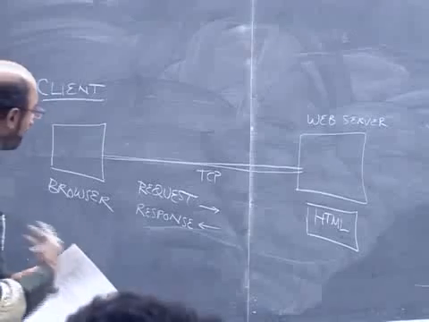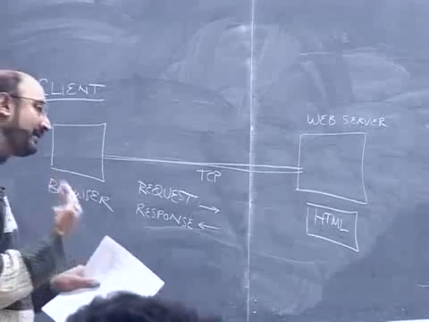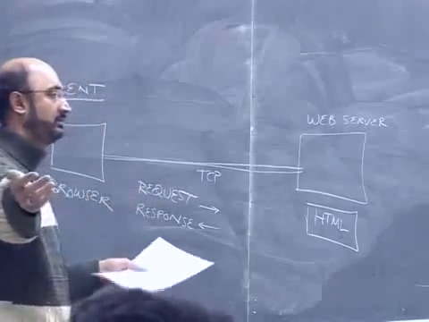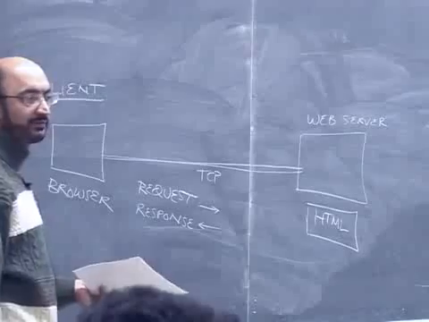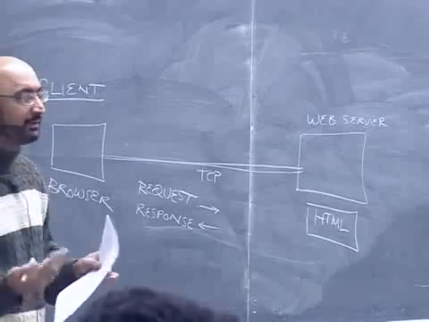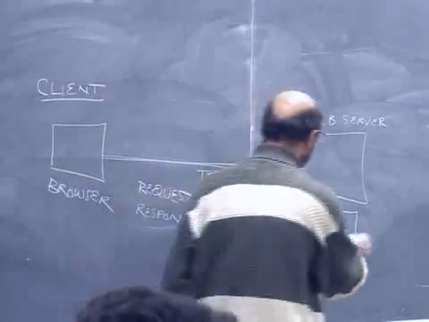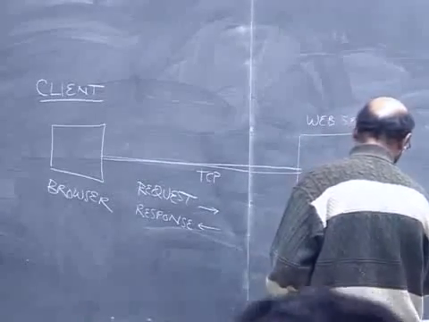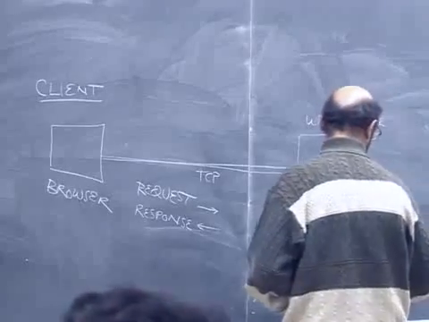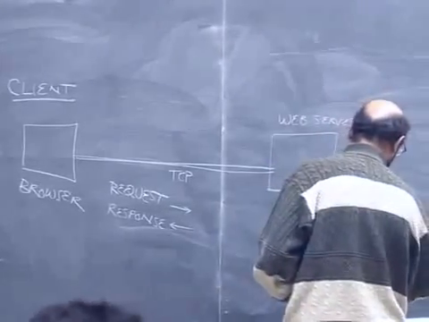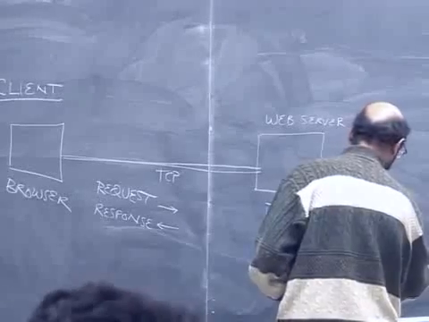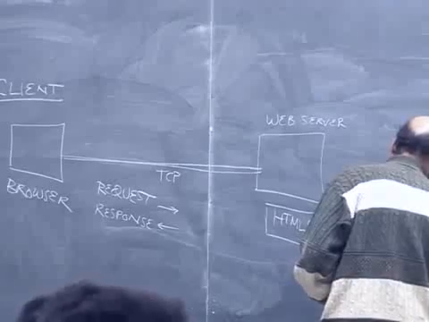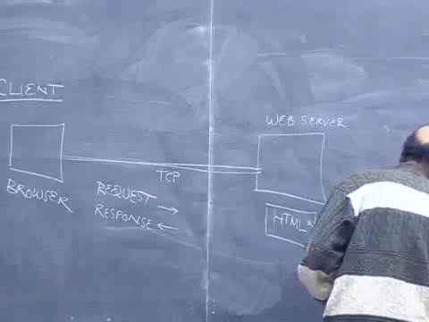It comes back with the HTML file, and that HTML file inside it contains names of other servers and other HTML files. That's what we call a hyperlink. So this HTML file contains within it references, and these are called URLs, Uniform Resource Locators, which are of the form HTTP://some server/file.html.